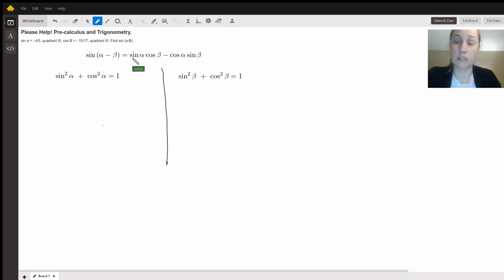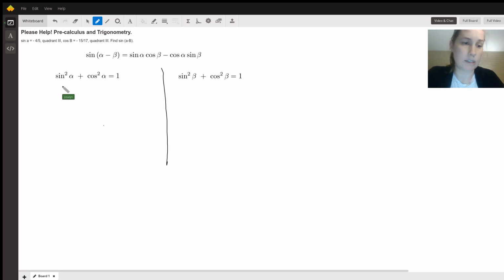So they will be substituted here. You will have -4/5 here and -15/17 here. What we don't know is cosine of alpha and cosine of beta. And that's where these Pythagorean identities come in. We're going to substitute what we do know into this formula and solve for cosine of alpha, and vice versa with sine of beta.